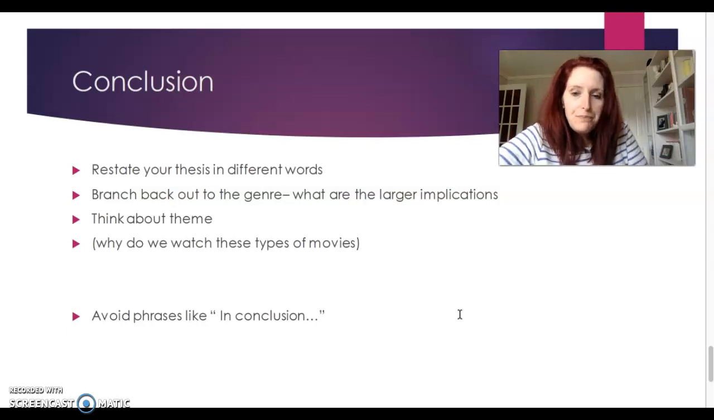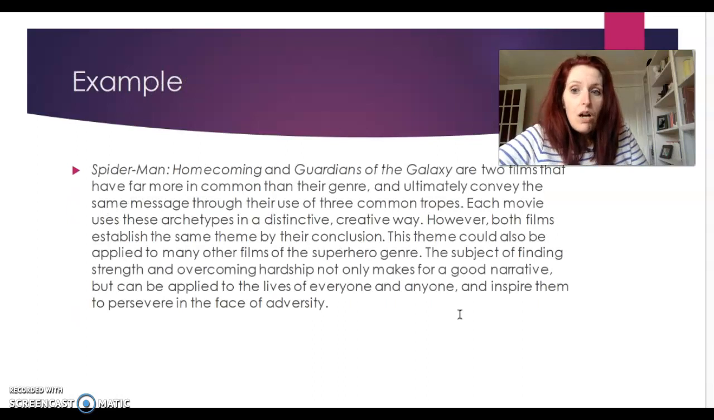I've provided an example of the conclusion from the superhero film movie just because it fits, and the other paper was a little bit too long to put on a PowerPoint. Take the time to read through this paragraph and you'll see it's a pretty strong conclusion.